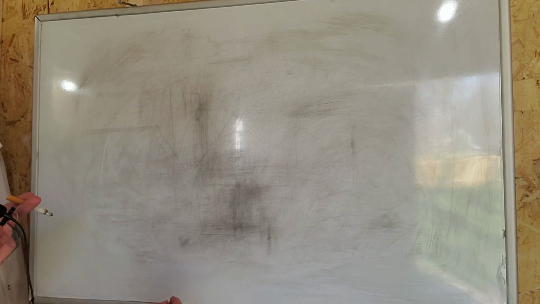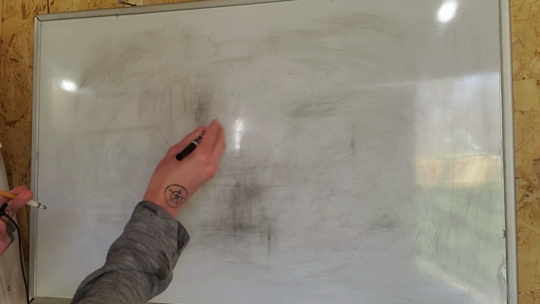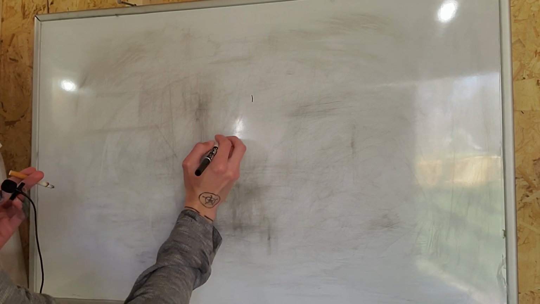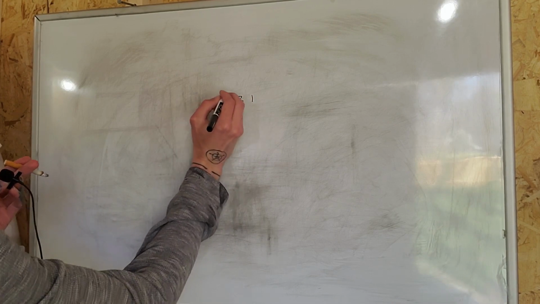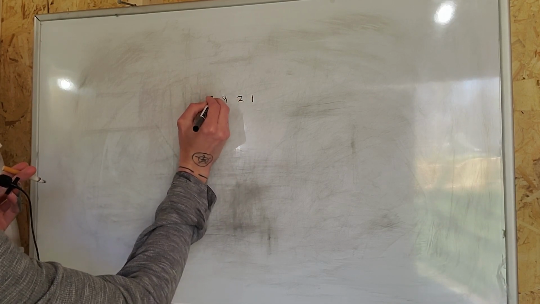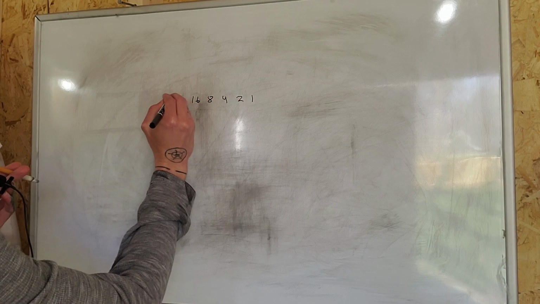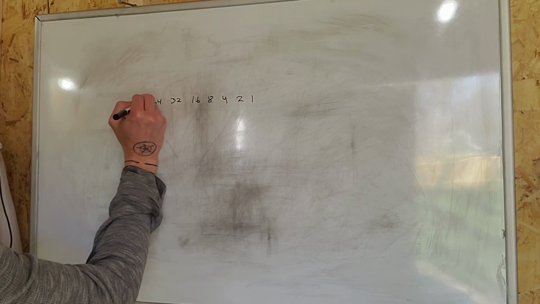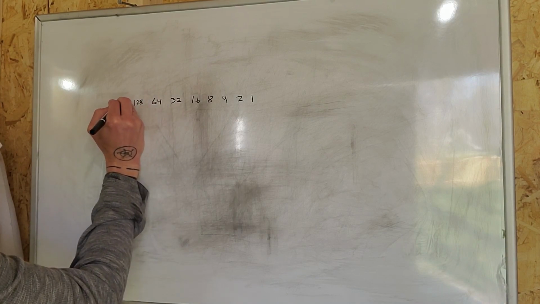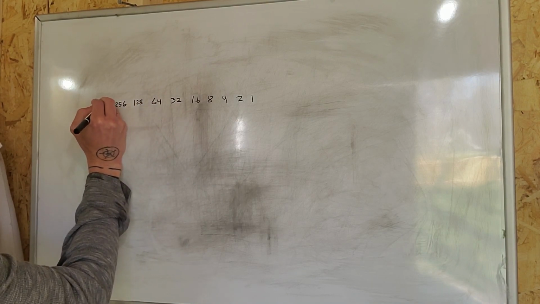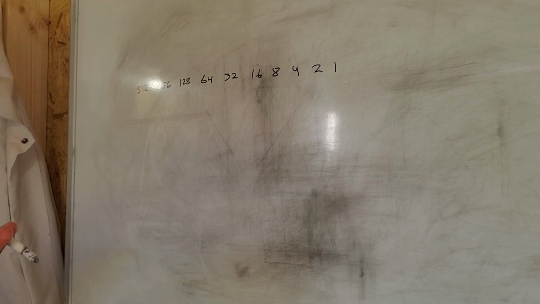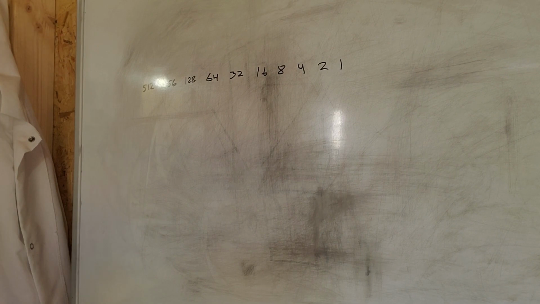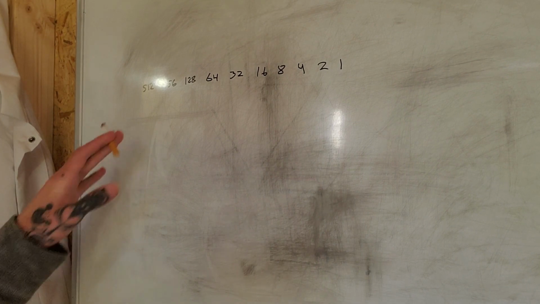So you have, and I'm going to write these backwards, 1, 2, 4, 8, 16, 32, 64, 128, 256, 512, and so on. So if you want to convert a decimal number to binary, you have to use these values.